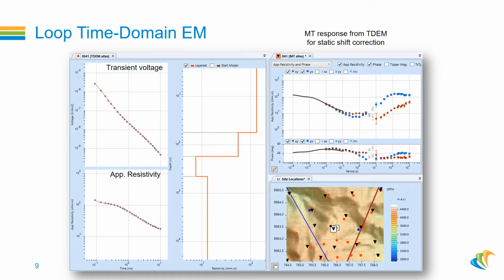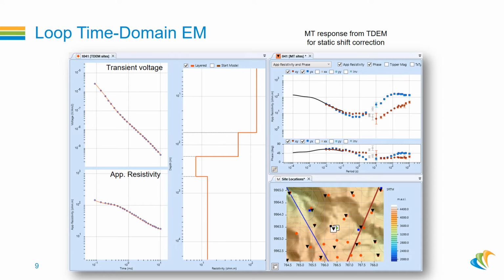Together with MT data, loop time domain EM data can also be loaded in Geotools. For this data we have similar tools to what we have seen until now for MT, so data analysis tools and 1D modeling tools. TDEM data are usually acquired together with MT data in order to have a tool for the correction of the galvanic distortion that may affect the MT data.